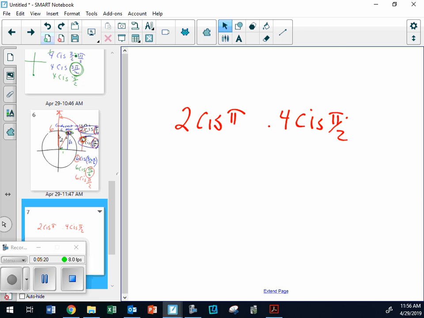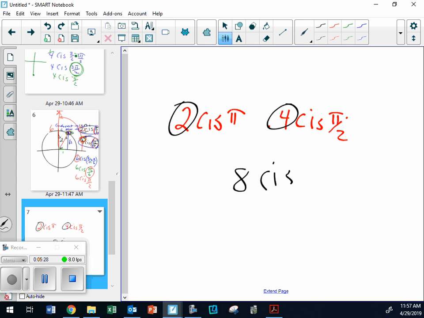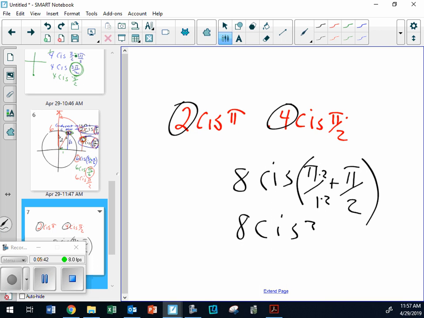Pause for a second while you give this a try. Okay. You should have done 2 times 4 is 8, cis pi over 1. I'm doing that weirdly to show you how to add it to pi over 2. And then this is times 2 is 8 cis 3 pi over 2. But I warned you that wouldn't be that simple. So if you got that far, that's a good start.